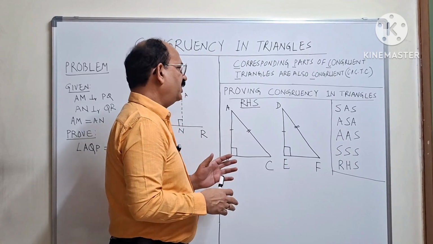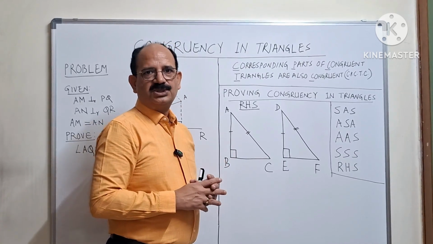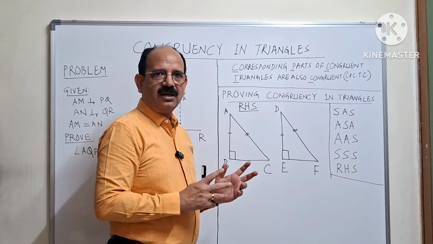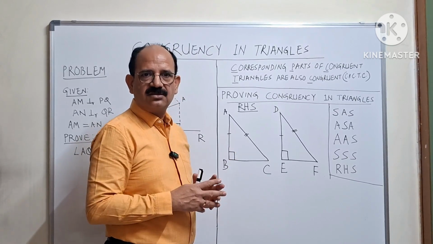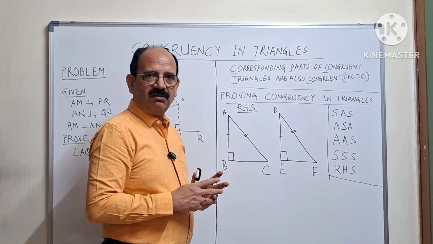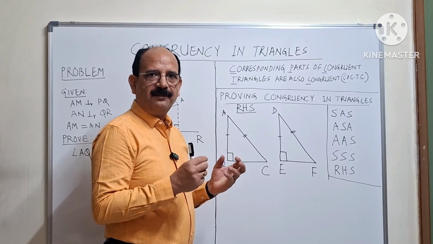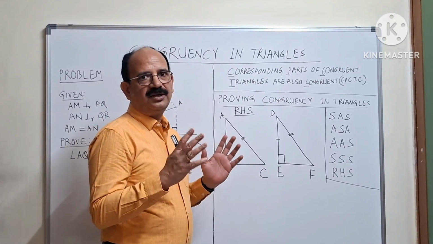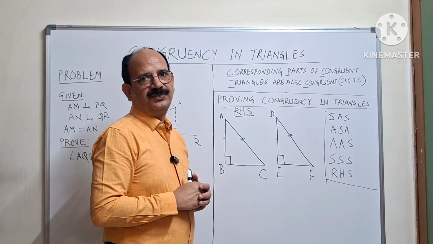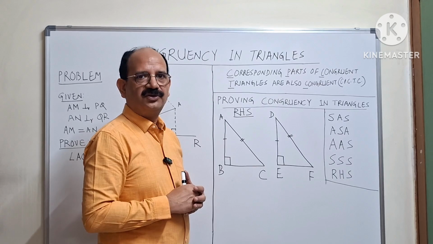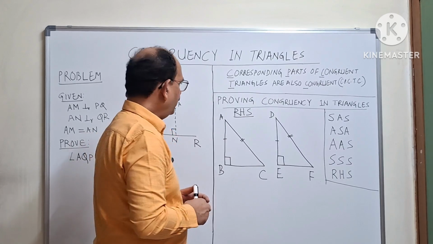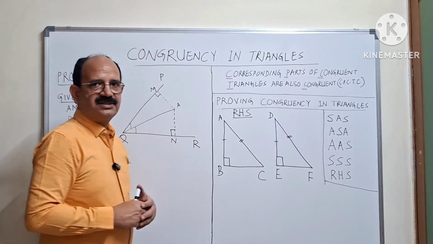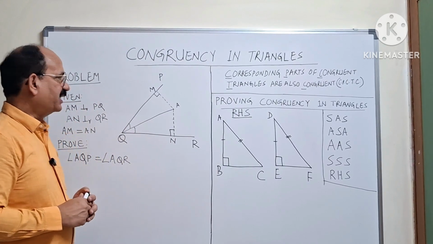If you come across a situation where there is a right angle present in two triangles and you happen to get the hypotenuse of those two triangles also equal, then immediately you should think about the RHS criterion for proving congruency. Let's see how the RHS criterion can be used in practice.